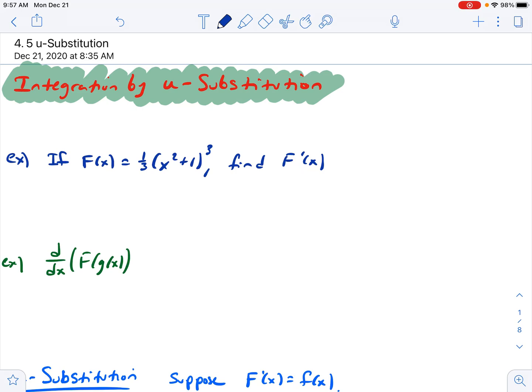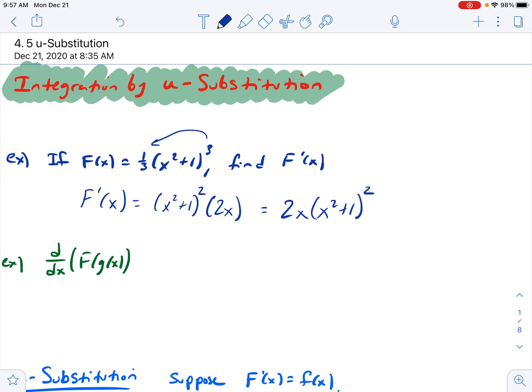Suppose we have this capital F of x function equal to 1/3 the quantity x squared plus 1 cubed. Find F prime of x. Granted, this quantity is being raised to a power, so we're looking at the chain rule here. If I bring down the 3, those will cancel, and we'll get x squared plus 1 to the second times the derivative of the inside. So we could write this as 2x times the quantity x squared plus 1 to the second.